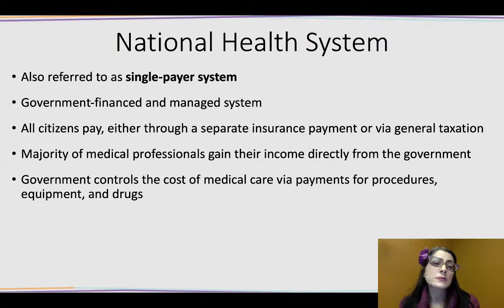National health system, that's also referred to as a single payer system. Hold on a second.